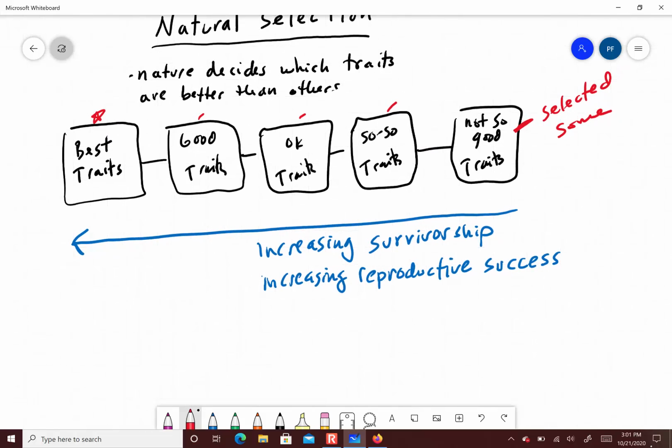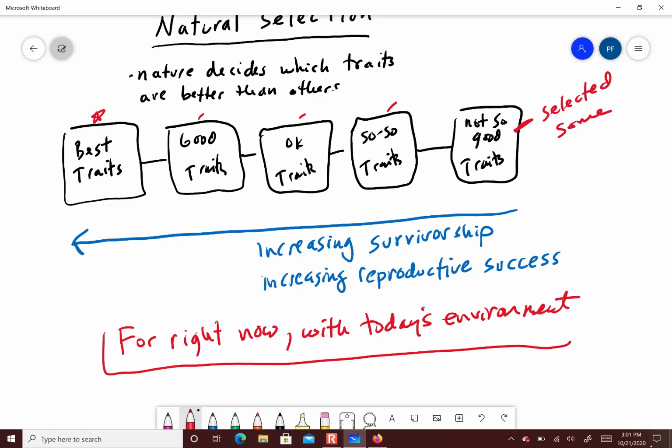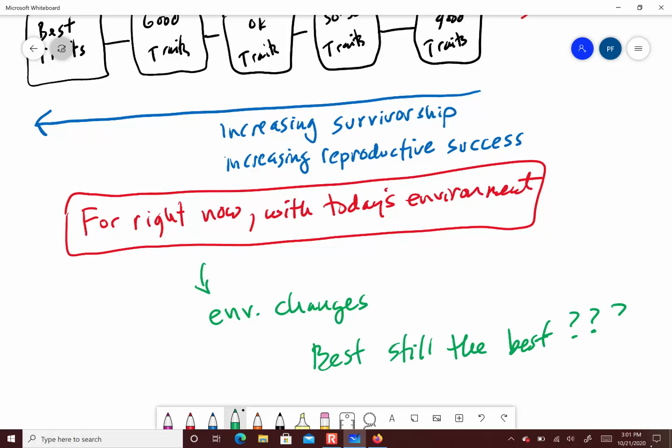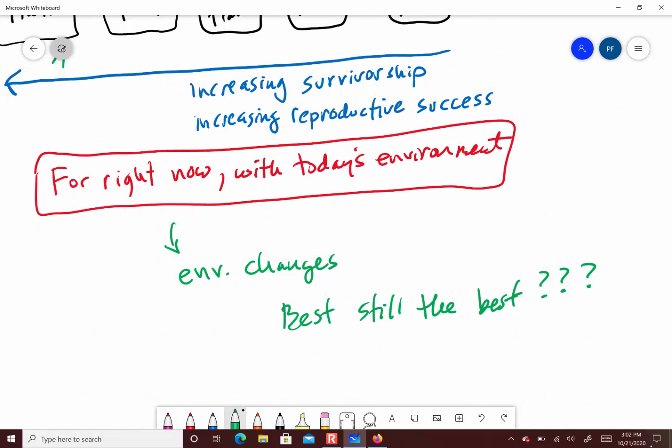And remember that this selection is happening right now, for today's environment. So if something changes in the environment, are the best still the best? That's what we have to think about. If the environment changes, what we're listing up here as the best set of traits, are they still going to be the best set of traits? Maybe, maybe not. What determines that? Well, nature determines that, because it's natural selection.